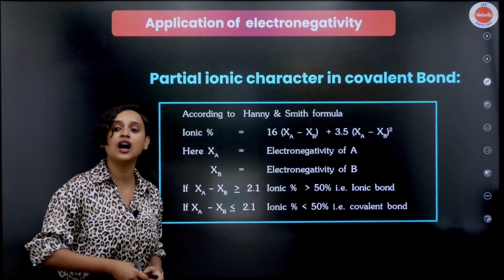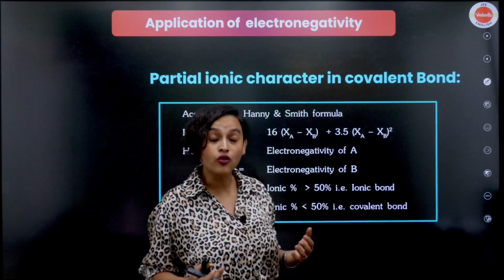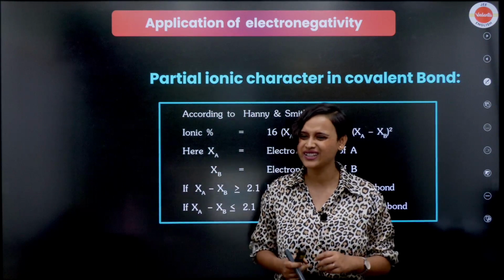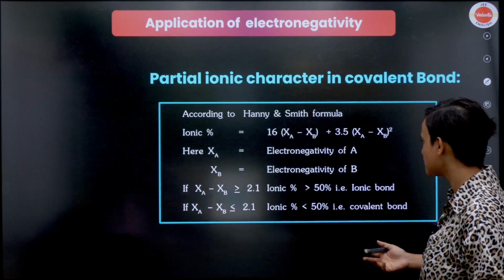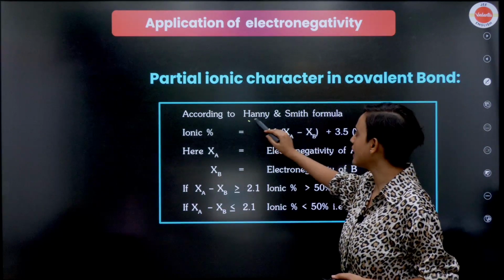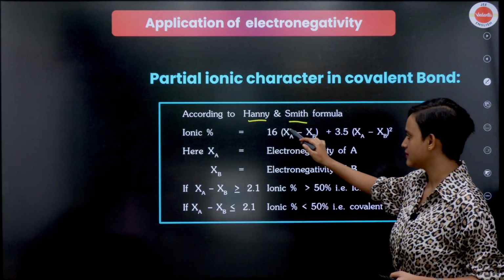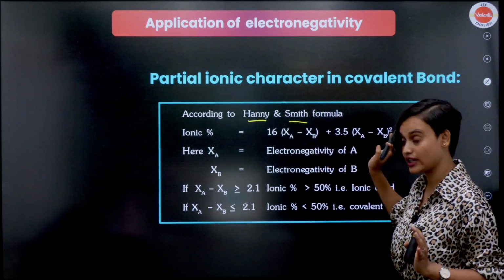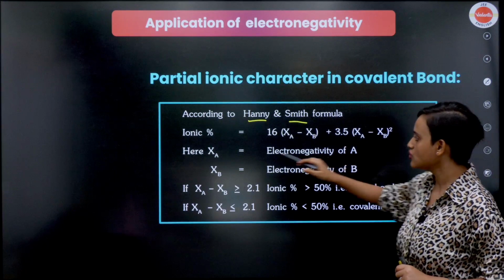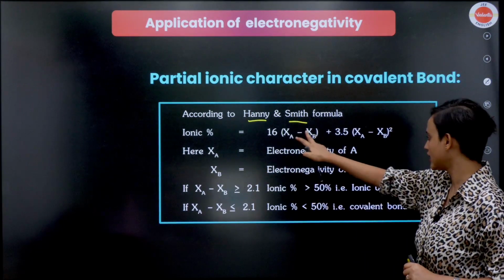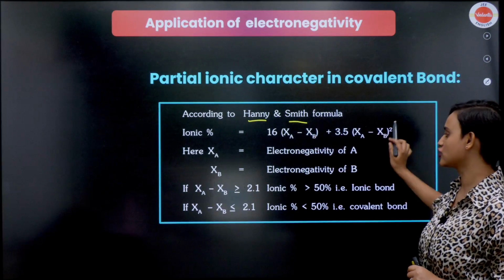Finally, we come to partial ionic character in covalent bond. A lot of the time we thought that if it is covalent, then it has to be completely covalent. That's not the case. There is actually something called partial ionic character in covalent bond. There were two people, Hannay and Smith, and they said that ionic percentage is equal to 16 (Xa minus Xb) plus 3.5 (Xa minus Xb) squared. Here X is the electronegativity of A. When you're subtracting, that is your electronegativity difference, and here you are squaring the electronegativity difference.